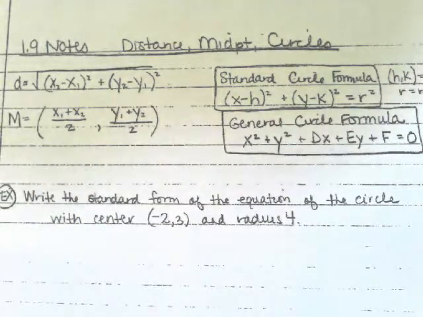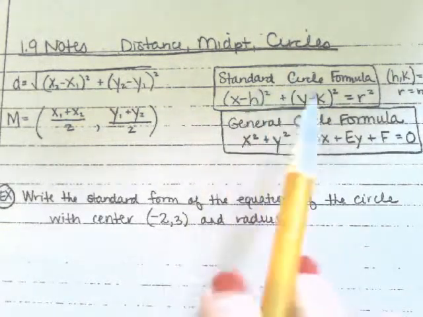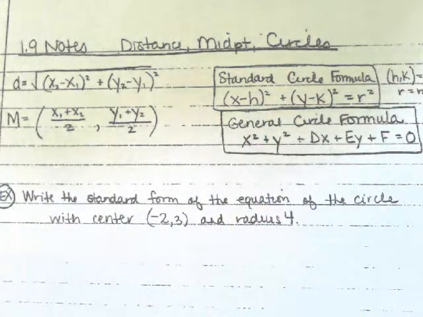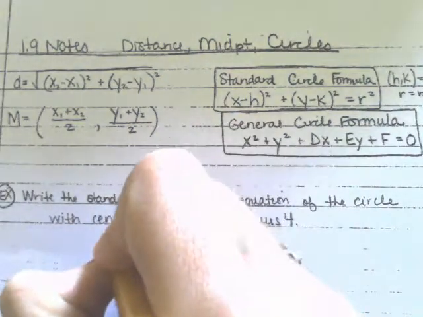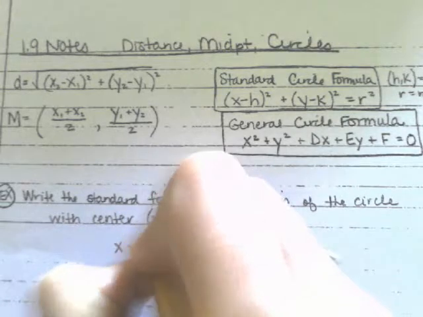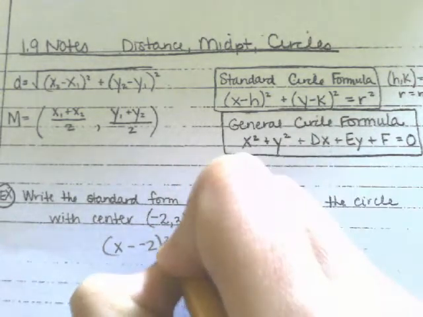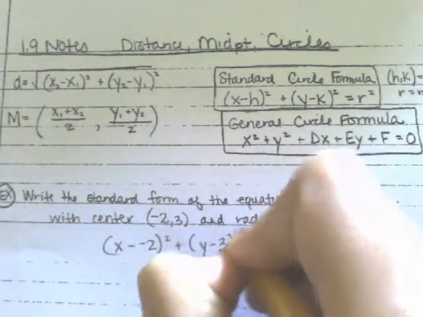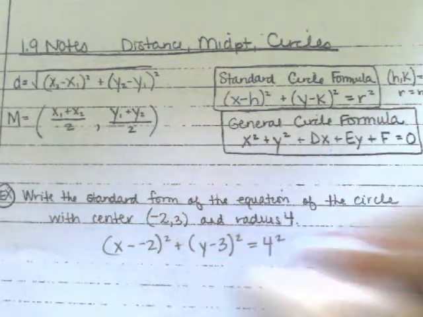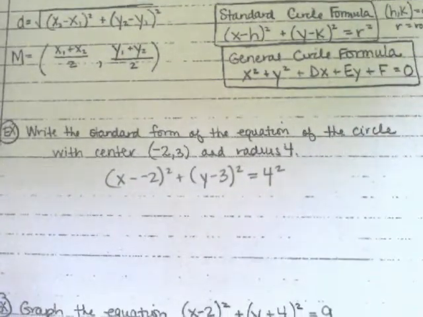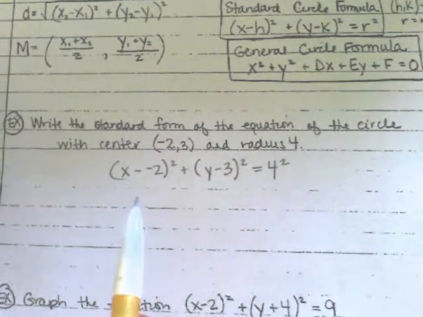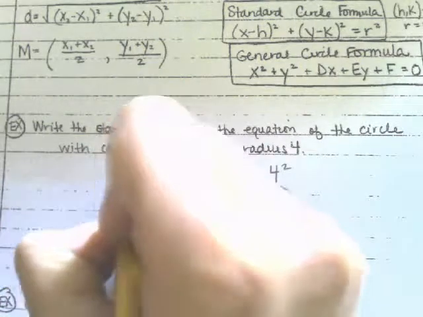First example, pretty cut and dry. They're giving you the center, they're giving the radius, they're asking you just to appropriately plug in and write the equation of the circle in standard form. So you're just going to plug in your H, x minus negative 2 squared plus y minus your k of 3 equals your r squared, so your 4 squared. And your double negative just becomes plus.